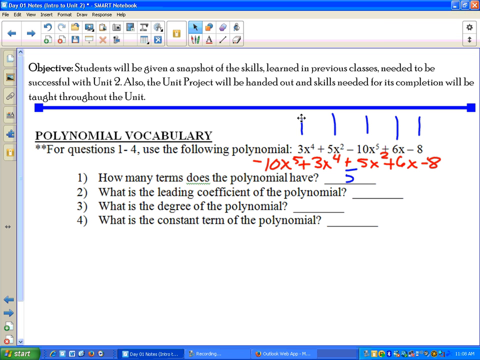Now that it is in standard form, question number 2, what is the leading coefficient of the polynomial? Negative 10. Without putting it in order, would negative 10 still be my leading coefficient? The answer is yes. You put it in order so it's easier to see that's my leading coefficient. Because it's in order, it's easy to see the degree of my polynomial. What is the degree? 5. It's the highest exponent value. It is to the 5th power.